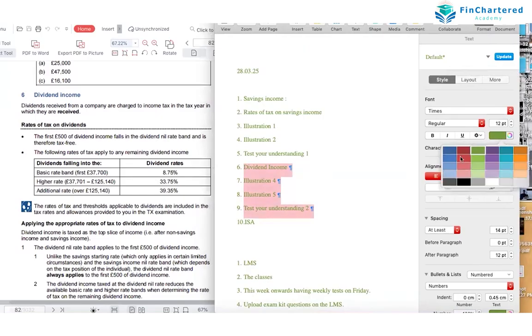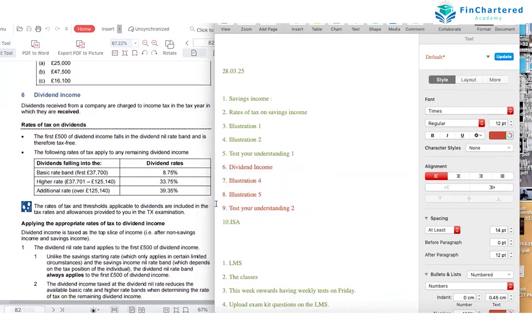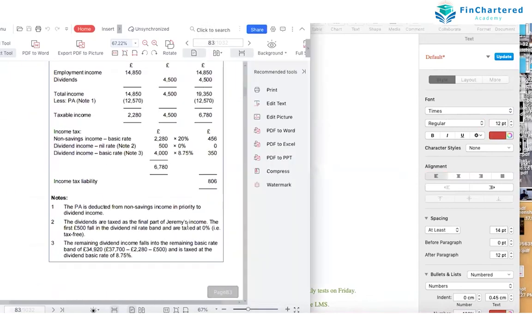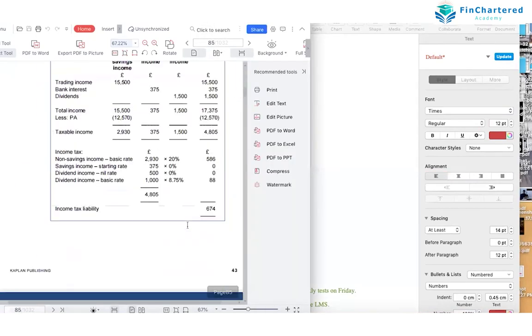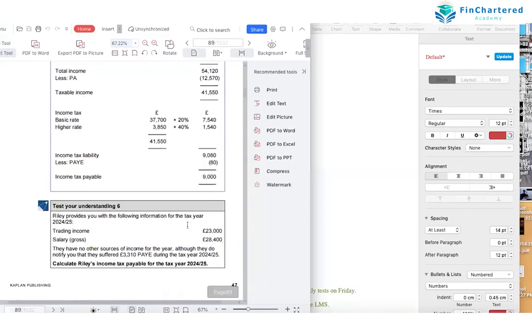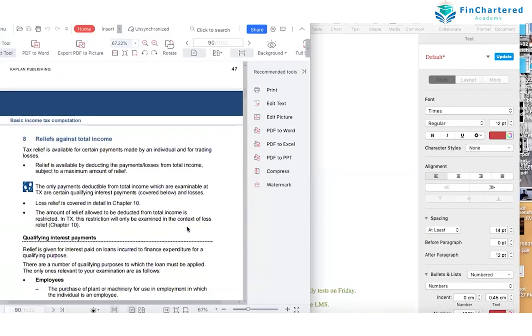Nothing else changes. So dividend income alone, I'm putting it in red, meaning that there is a small, tiny change. It's a very, very small change, so you don't need to panic. It's a very small change.